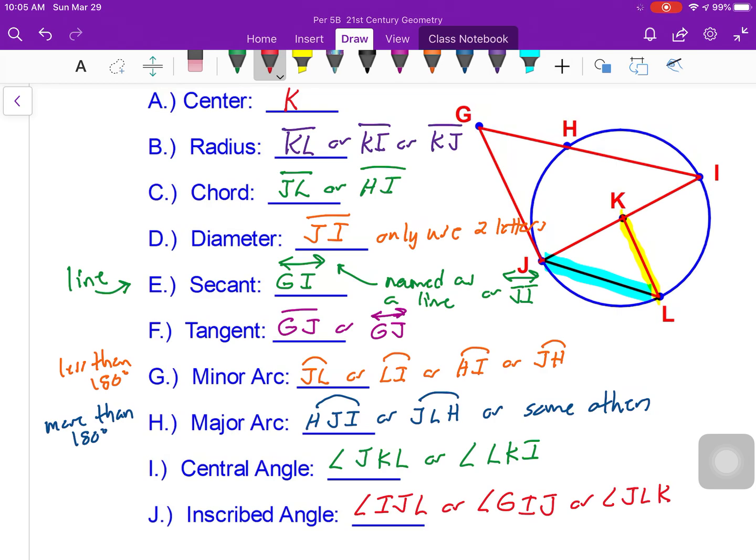So that's the vocabulary with circles. That's section 11.1, and that's what your first assessment will essentially be.